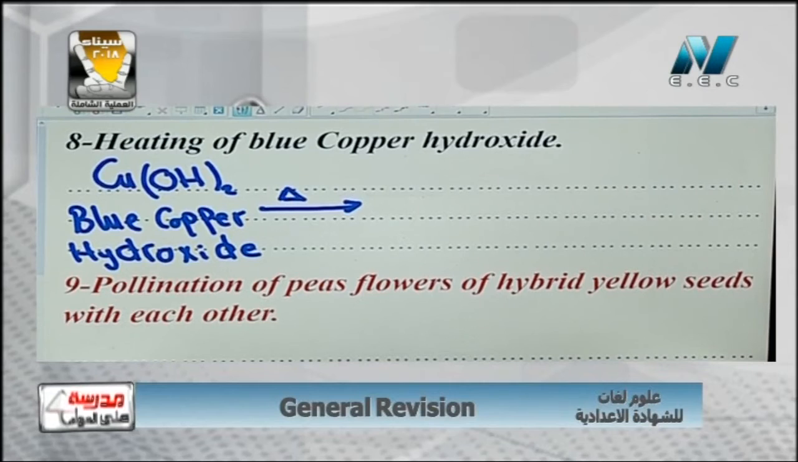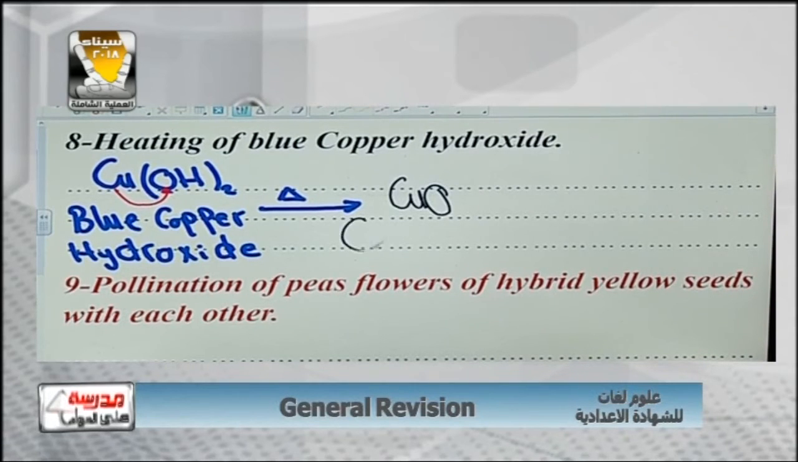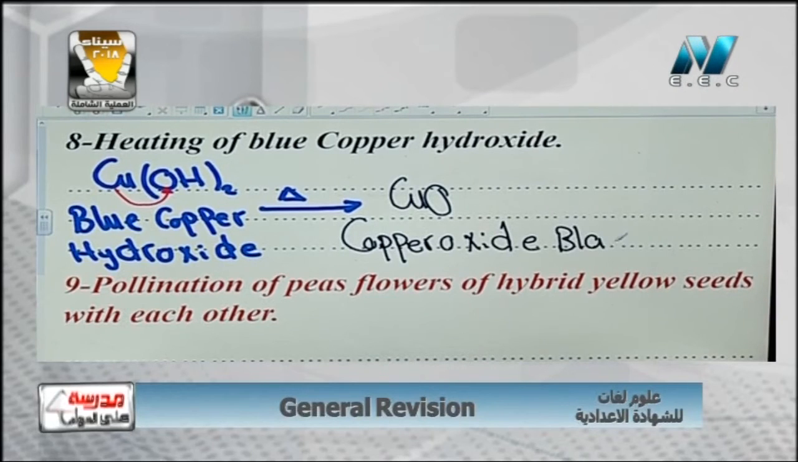We know copper takes only one oxygen atom. So here on the other side we have CuO as copper oxide, and its color is black.